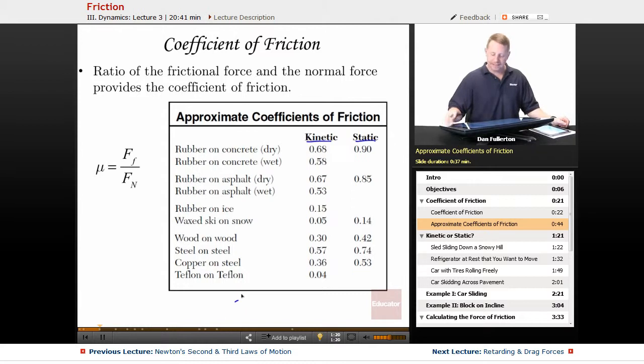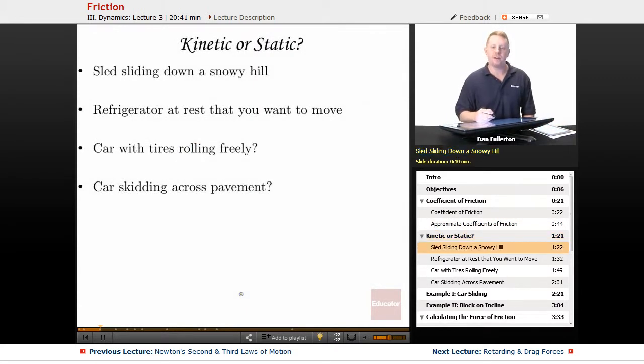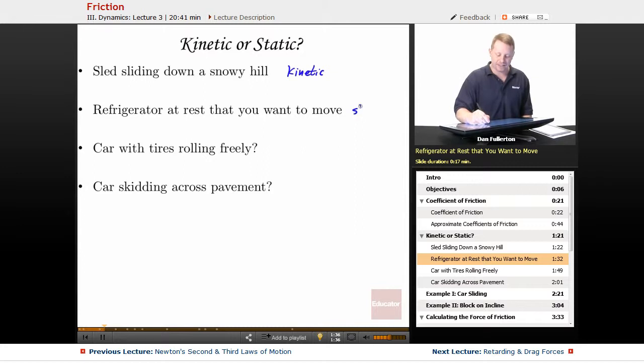Okay, let's take a look at some situations. Are these situations static or kinetic? A sled sliding down a snowy hill. Well, that would be kinetic. We have objects that are sliding. How about a refrigerator at rest that you want to move? Well, that's static. It's not sliding yet. And that's why it takes more force to get something to start sliding, to overcome static friction. And once you get it sliding, you're usually dealing with kinetic friction, which is less.